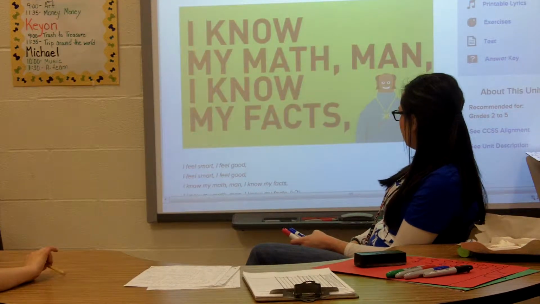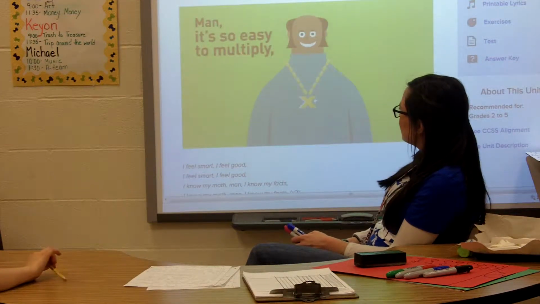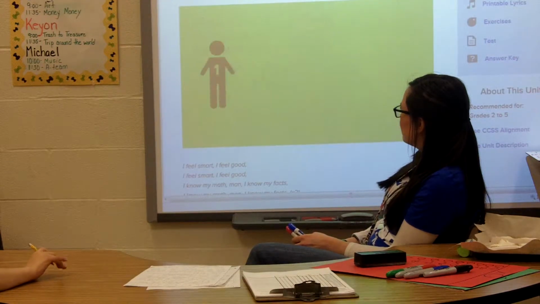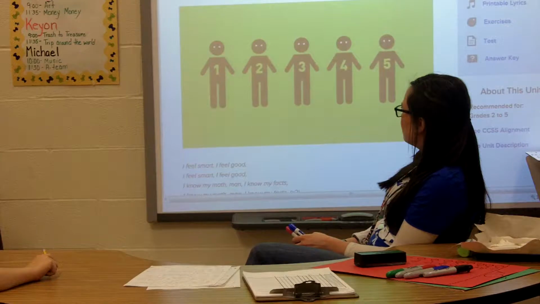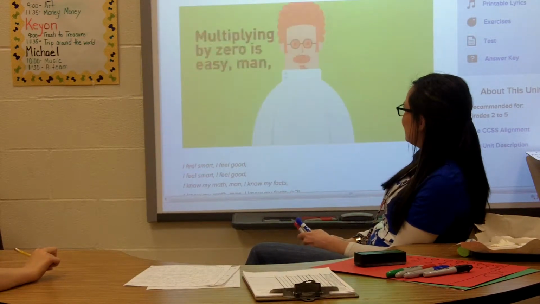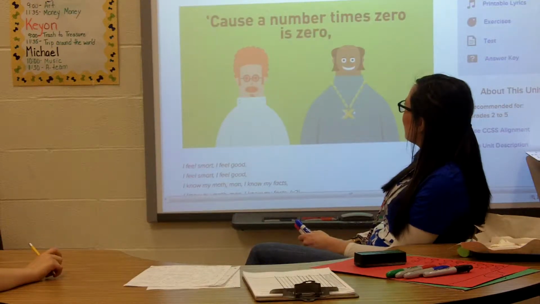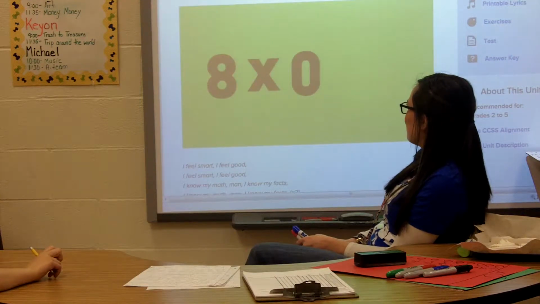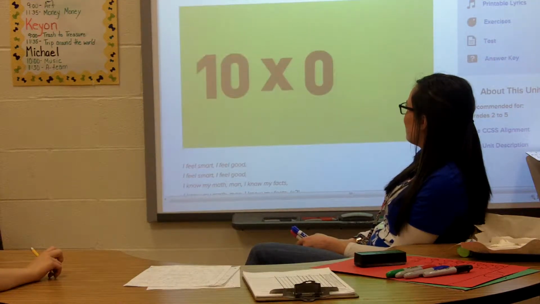I know my facts. Man, it's so easy to multiply, cause I can multiply, son, and I can divide. Like if there's 5 people, each has 2 eyes, how many eyes in all? We multiply. Multiplying by 0 is easy, man, cause the number times 0 is 0. 5 times 0 is 0. 8 times 0 is 0. 10 times 0 is 0.